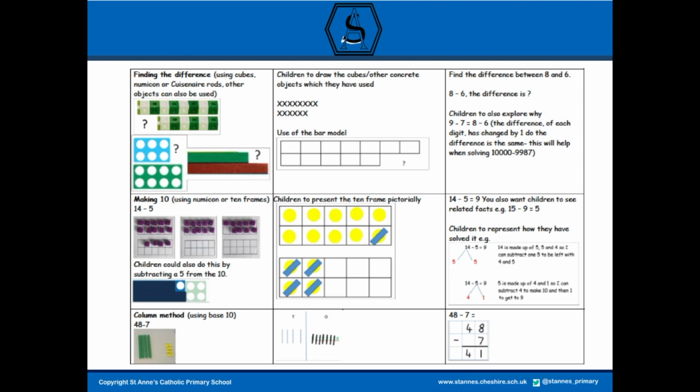What they've done is partitioned the 10 into two 5s. So the 14 is made up of a 5 and a 5 and a 4. So it can take one 5 to be left with 4 and 5, which is 9.